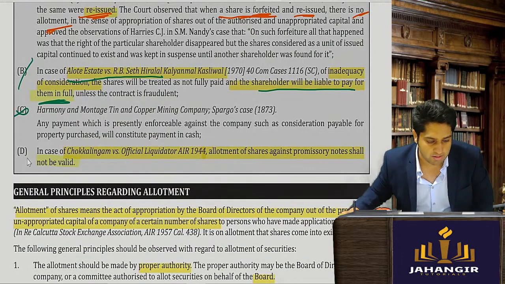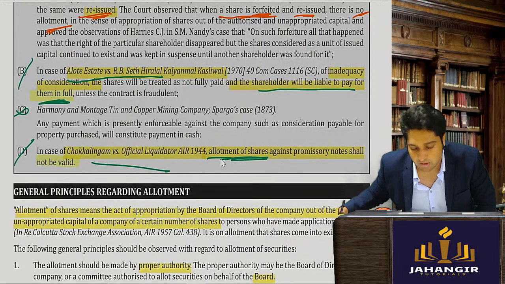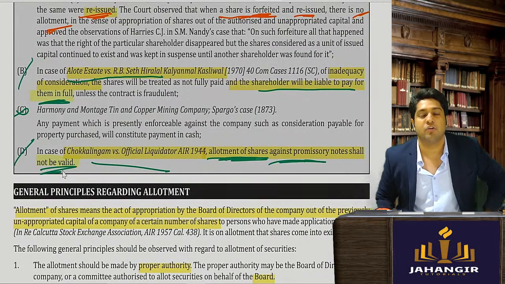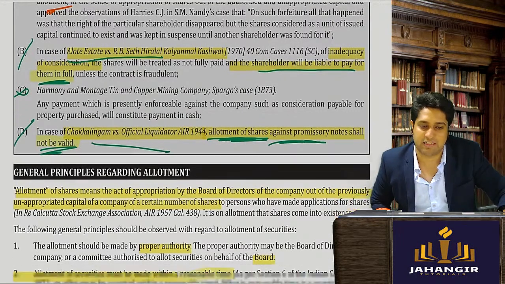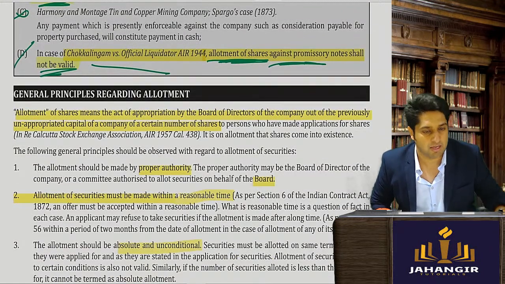This is not important. Coming to the D part, Official Liquidators: allotment of shares against a promissory note shall not be valid. For example, if I say I promise to do something, shares are not allotted like that. We know how nowadays you subscribe in an IPO and you get the shares.